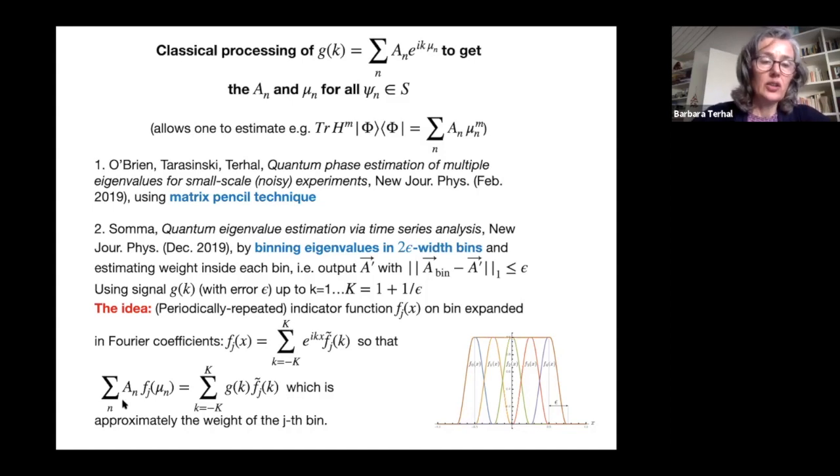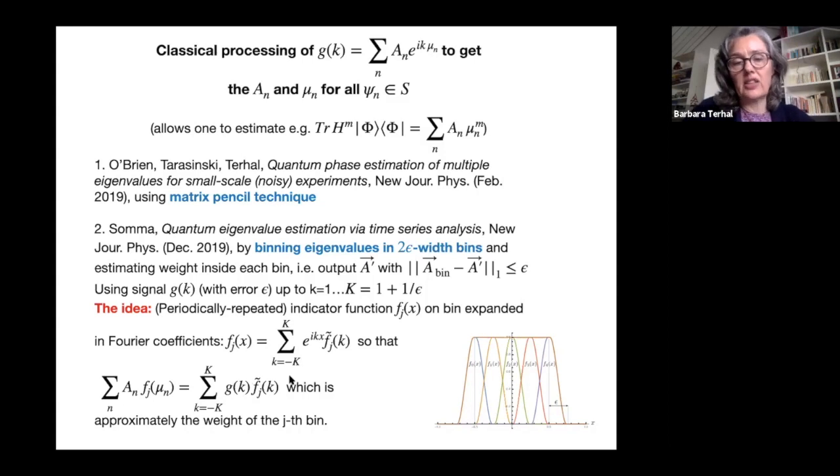And so if you look at a quantity like the sum over n of a_n times the bump function in the jth bin, this is an approximation for the total probability in this jth bin. Then putting this equation into here, and pulling out g of k, gives you the sum over k of g of k times these Fourier coefficients. So you know the Fourier coefficients, you know the signal, and so you compute that. So that's his way of doing this.